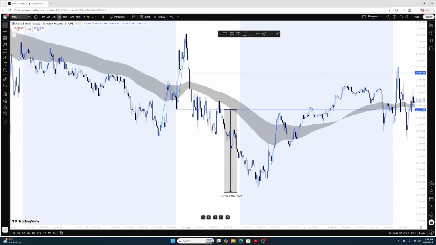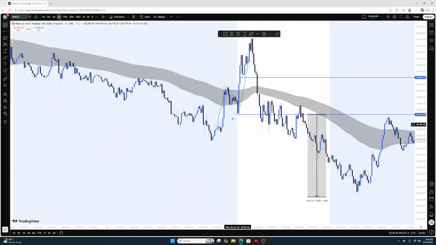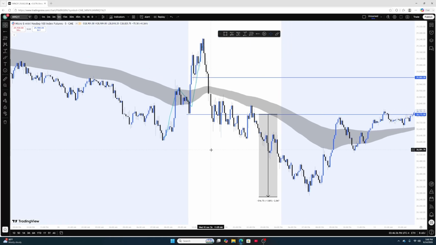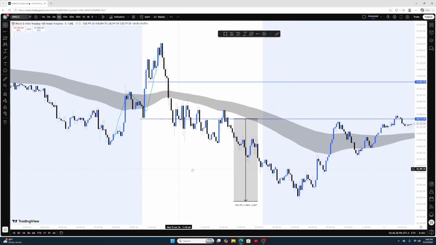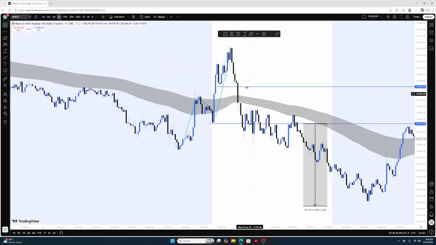So that's all a break of structure is, and to know this, you should already know kind of how the trend moves. Bullish candles, bearish candles, higher highs, higher lows, lower highs. These are all your different types of trends. This video specifically is just to show which level on your break is truly going to hold strong.